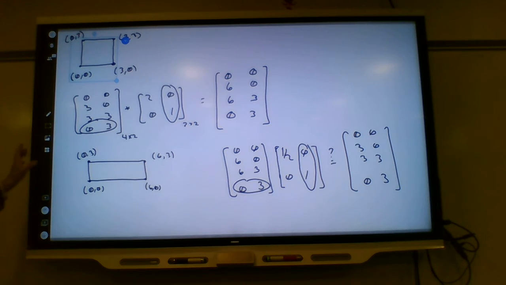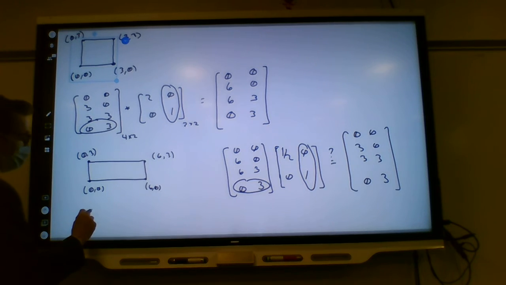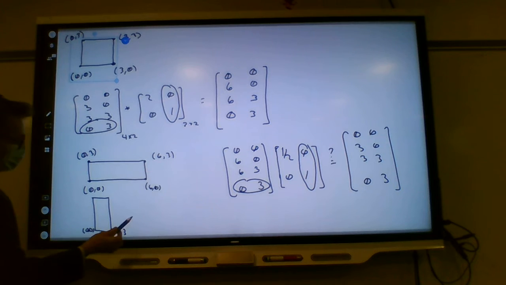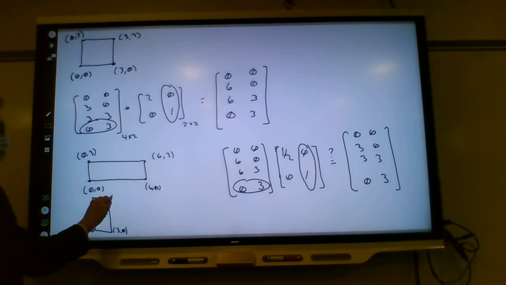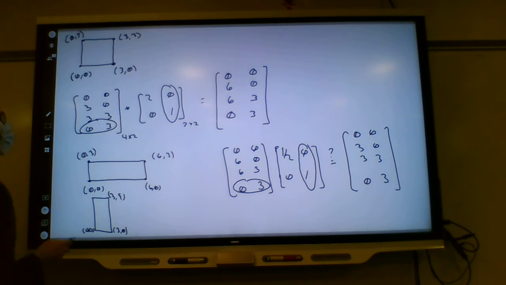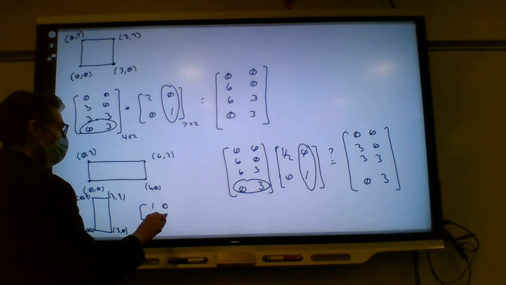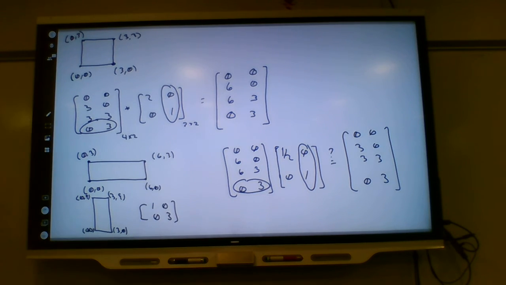What if we didn't want to transform this in this direction? What if we wanted to take the square and transform it up like this? So here's still the origin. This is the point 3, 0. What if we wanted this to be like 3, 9? 1, 0, 0, 0, 9. Yeah, so what matrix could we use? We could use 1, 0, 0, 3 for that purpose.